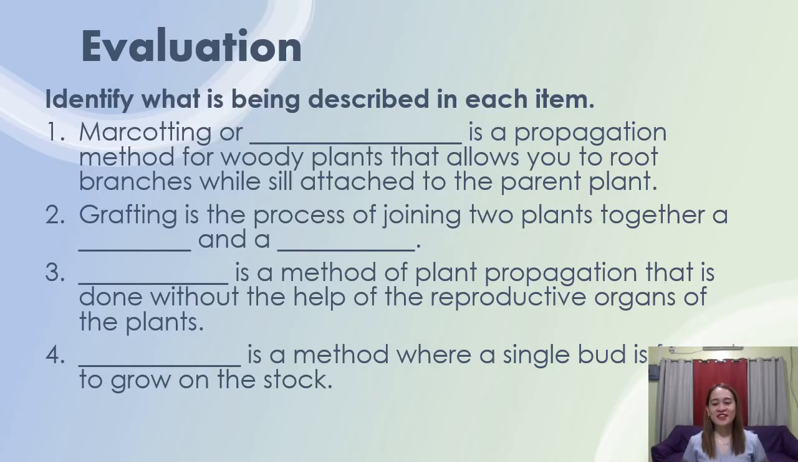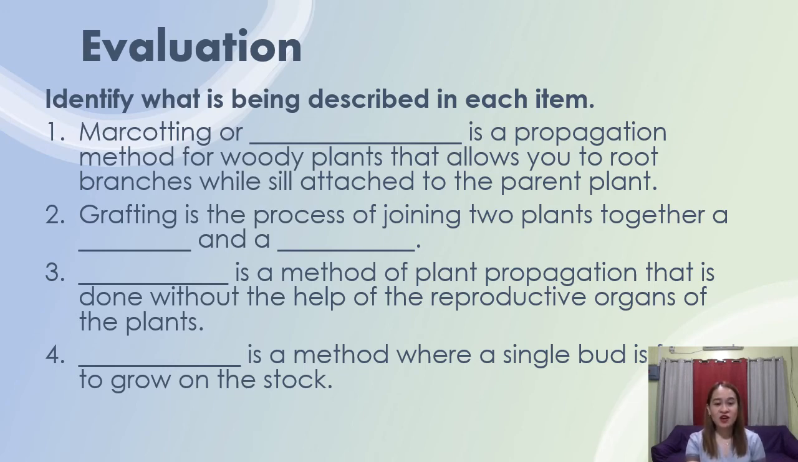At this point, learners, let's check what you have learned. For our evaluation, instruction: identify what is being described in each item. Number 1, marcotting or blank is a propagation method for woody plants that allows you to root branches while still attached to the parent plant.